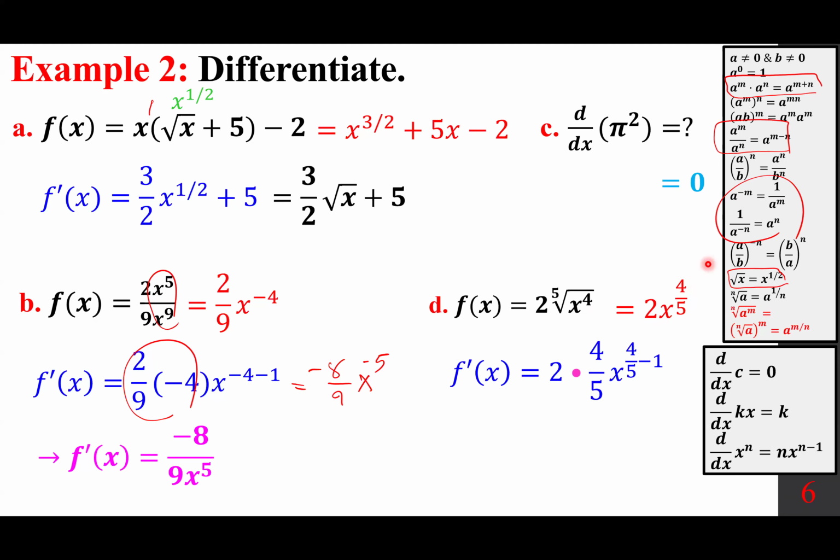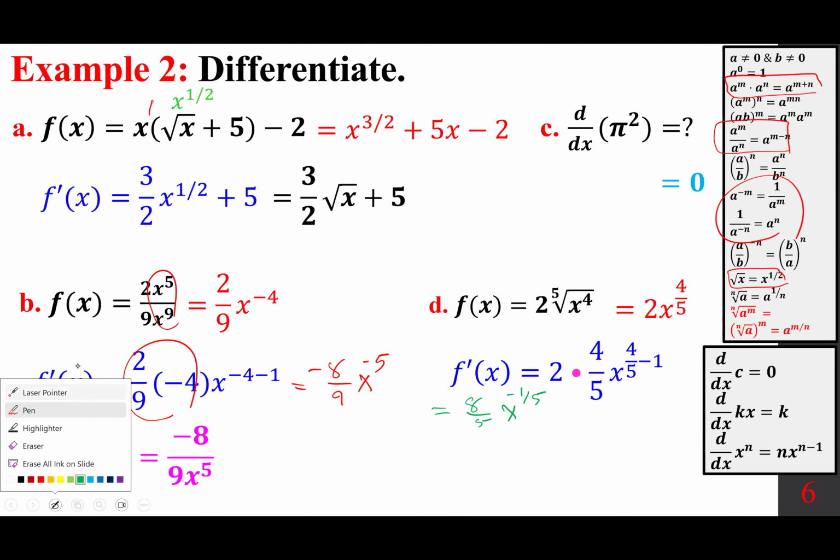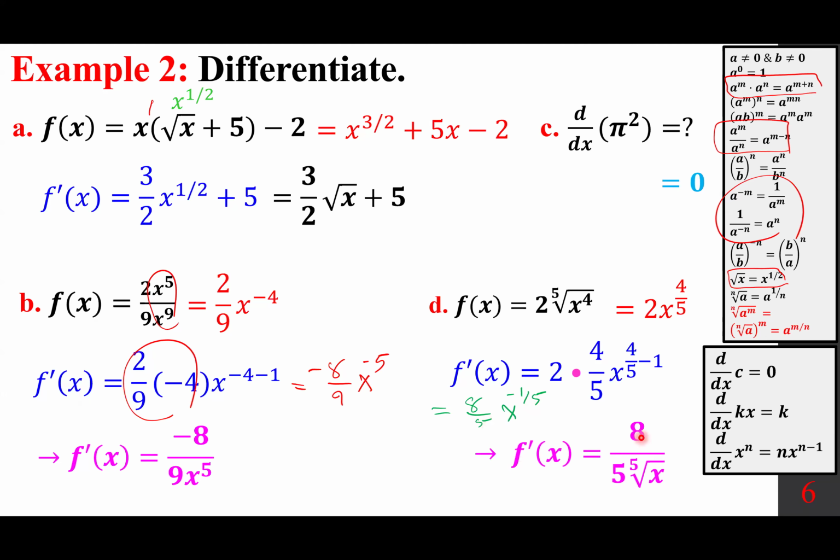So we have 8 over 5, x to the power of 4 over 5 minus 1, negative 1 over 5. We take this down, we make it x to the power of positive 1 over 5, or the fifth root of x. So the final answer, in the same format, f prime of x becomes 8 over 5 the fifth root of x. It's important to have the proper format.